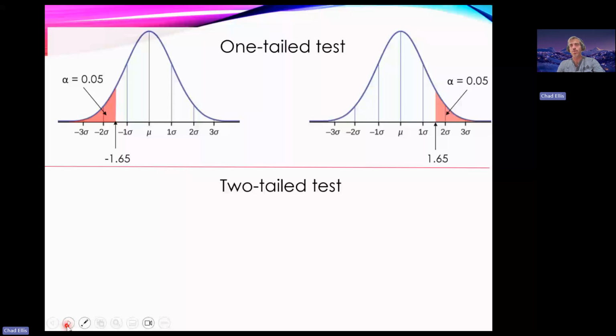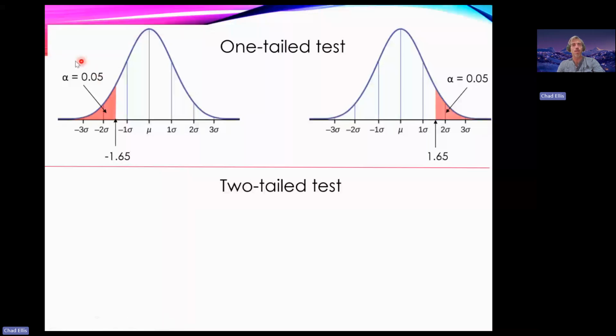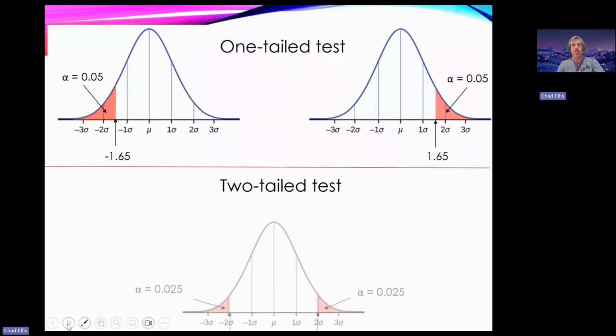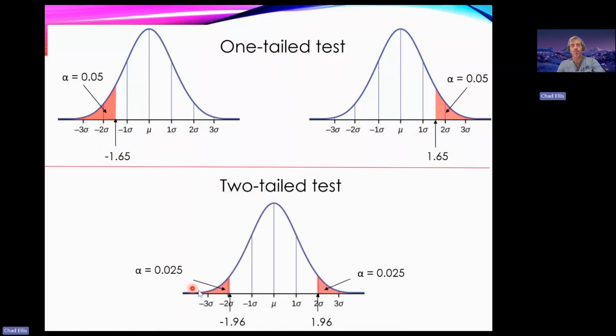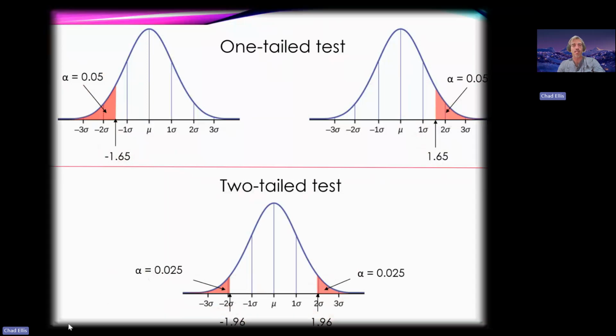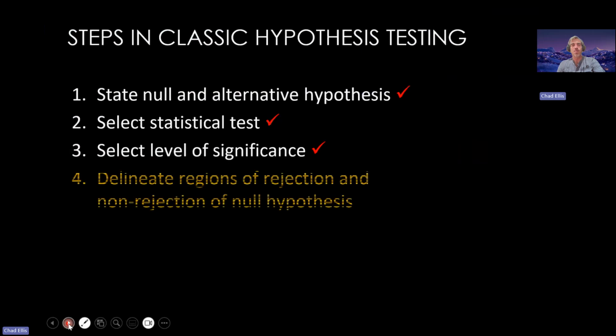If we were going with the one-tailed test, we would put all of the rejection zone in either the left tail or the right tail, which would correspond to a z value of minus 1.65 or plus 1.65. Since we're doing a two-tailed test, we're going to split that rejection zone between the left tail and the right tail, and that gives us these z values that are much further out, in this case being minus 1.96 and plus 1.96.